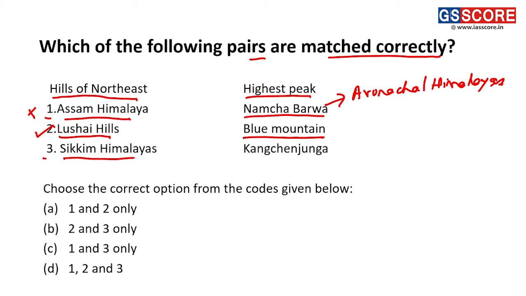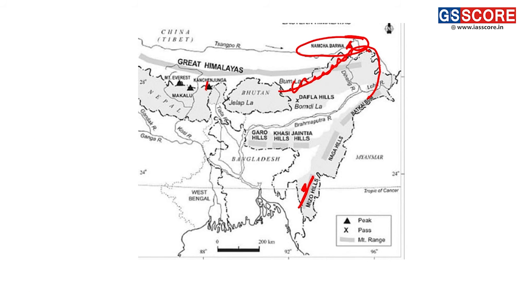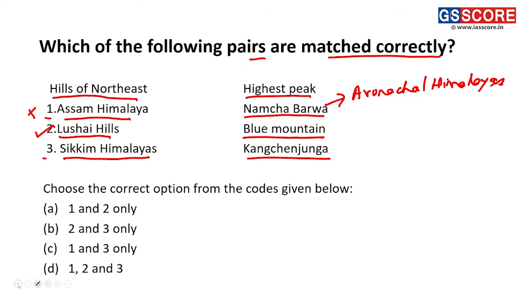Statement 3, the Sikkim Himalayas consist of Kanchenjunga as the highest peak. Here we can see Kanchenjunga present in the Sikkim Himalayan region. This is the highest peak not only of Sikkim but also of India, excluding the POK region. Thus, this pair is also correct. The correct answer to this question is B, 2 and 3 only.